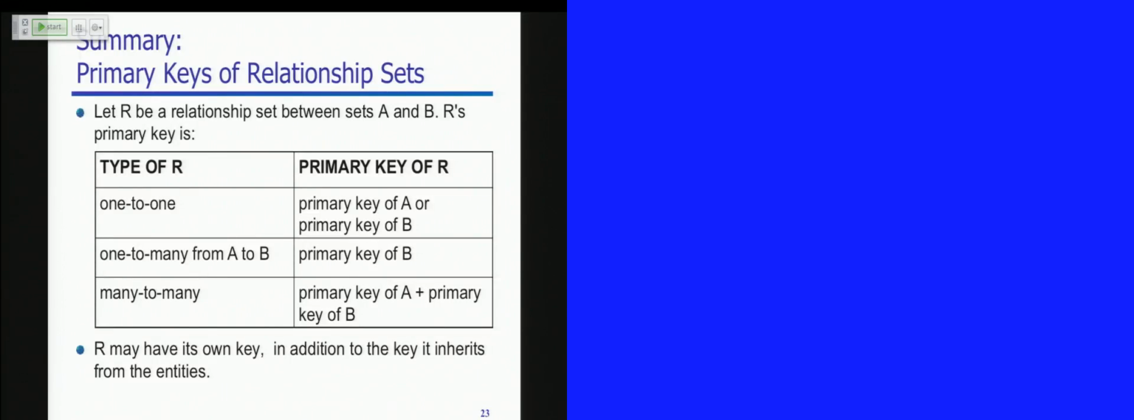So here's a summary of primary keys and relationship sets. If it's a one-to-one, it's going to be either or. If it's a one-to-many, it's going to be on the one side. And if it's a many-to-many, you need keys from both sides.